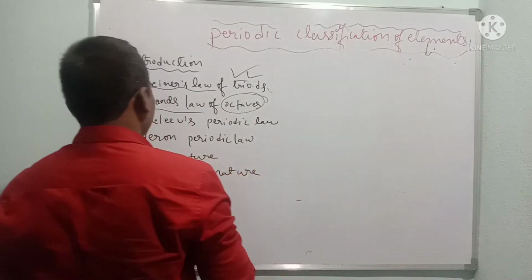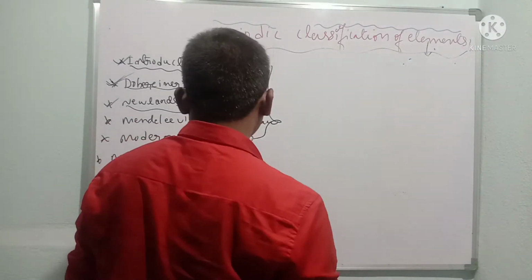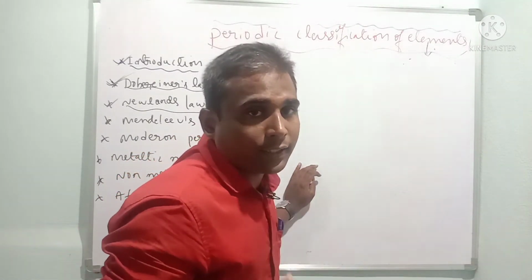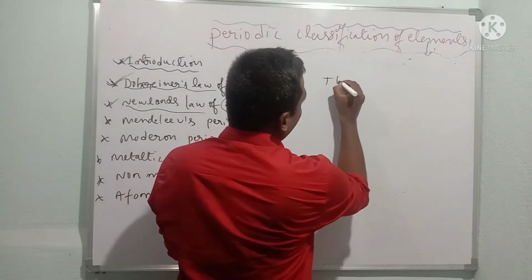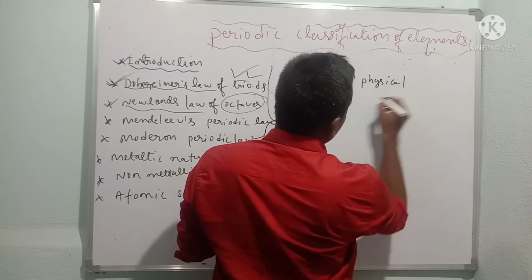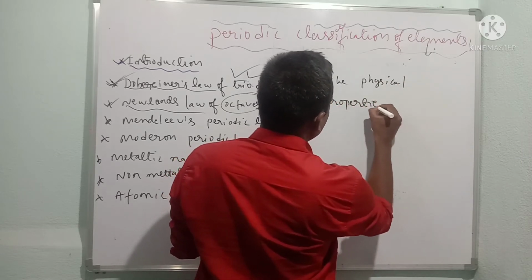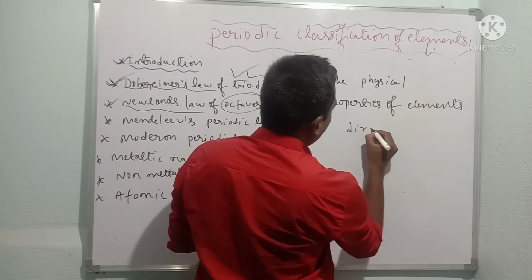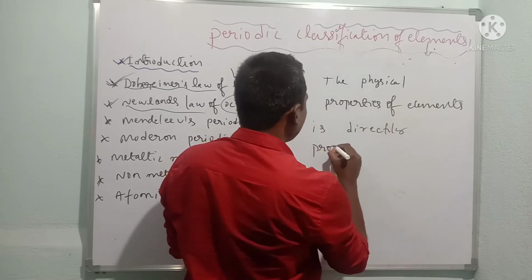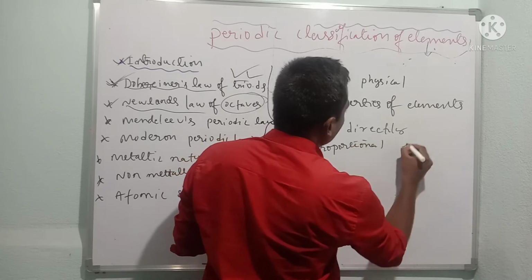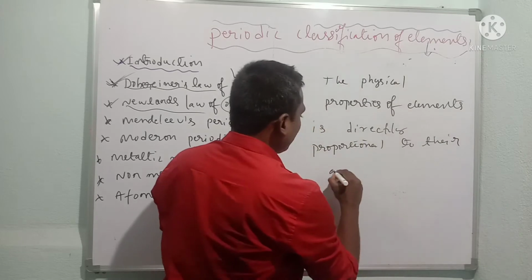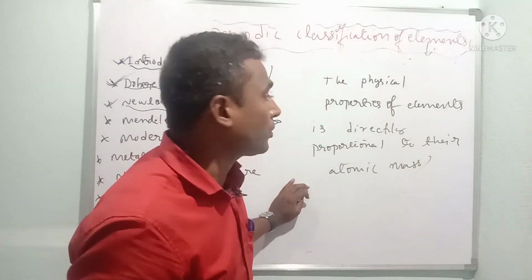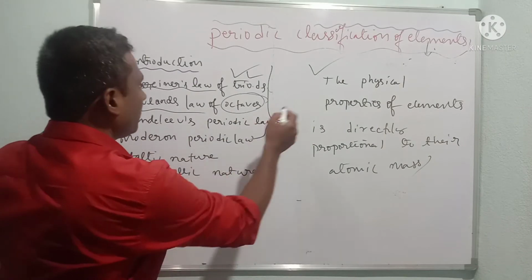Children, among 4 questions, we can easily expect 1 MCQ. So he is telling that the physical properties of the elements are directly proportional to their atomic mass. Write down: the physical properties of elements is directly proportional to their atomic mass. So you should remember, children, atomic mass is nothing but mass number. Mass number means the total number of protons and neutrons. This is the statement of Mendeleev's periodic law.